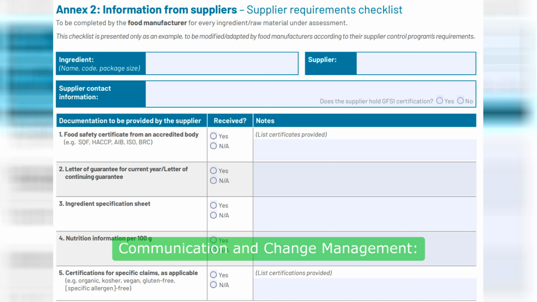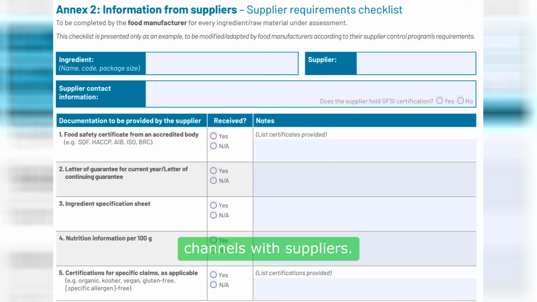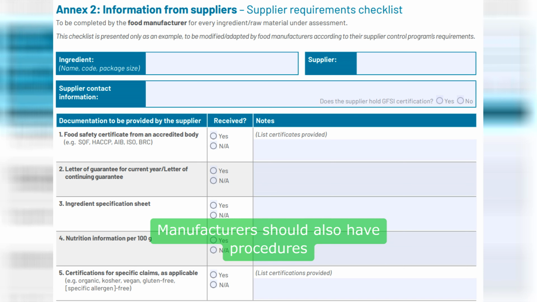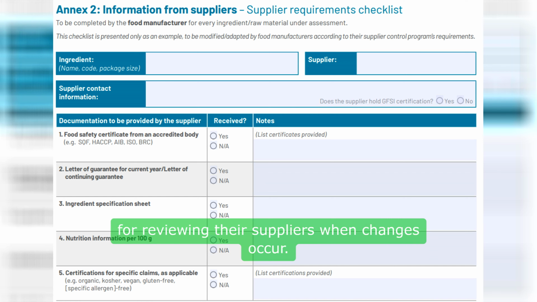Communication and change management. Establish clear communication channels with suppliers. They must promptly notify you of any changes in their operations that could impact the allergen profile of the ingredients they provide, such as a change in formulation or the introduction of a new allergen. Manufacturers should also have procedures for reviewing their suppliers when changes occur.